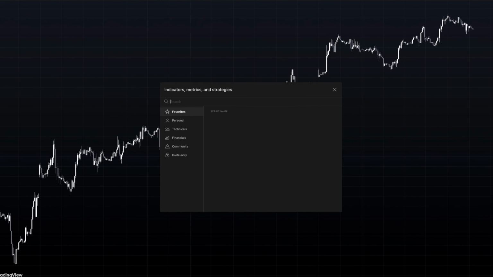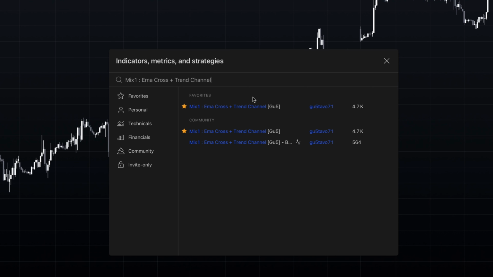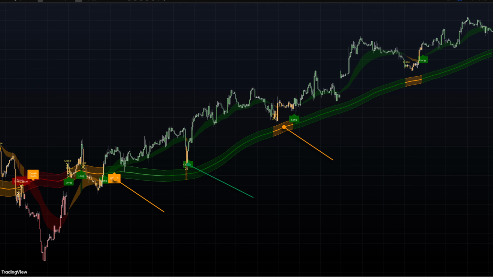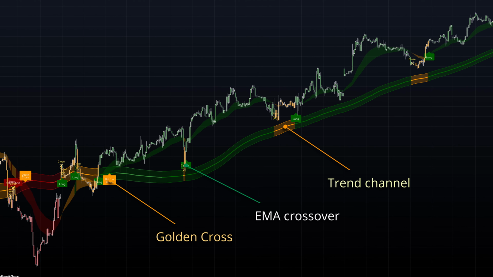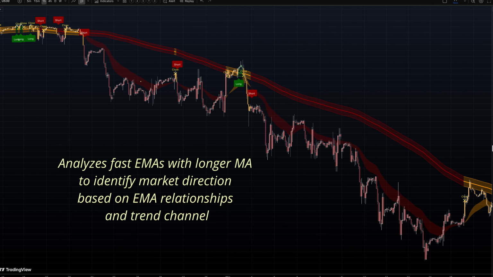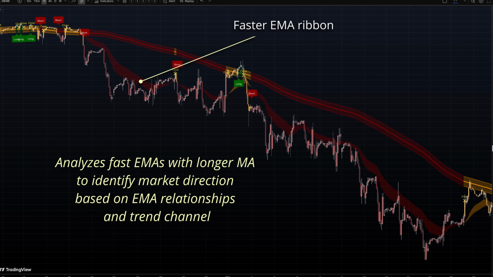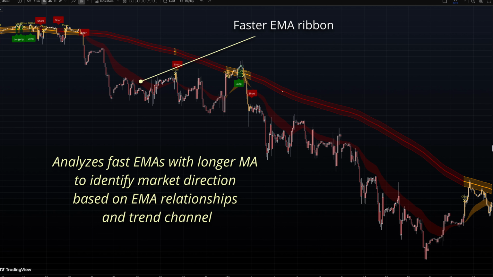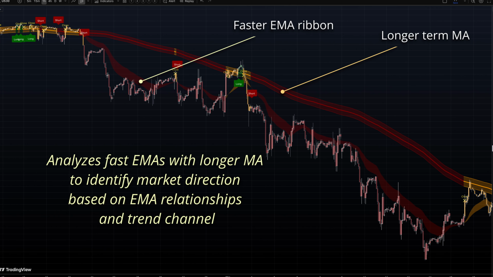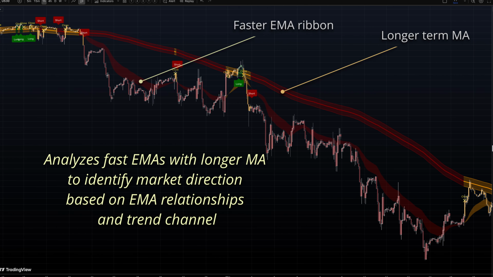Created by Gu5Tavo71, this Pine Script indicator combines three technical analysis frameworks into a comprehensive trading system: EMA crossovers, trend channels, and the classic golden cross. The indicator identifies market direction by analyzing the relationship between faster EMAs, default 26 and 50 periods, alongside a longer-term moving average, default 200, that establishes the primary trend channel.